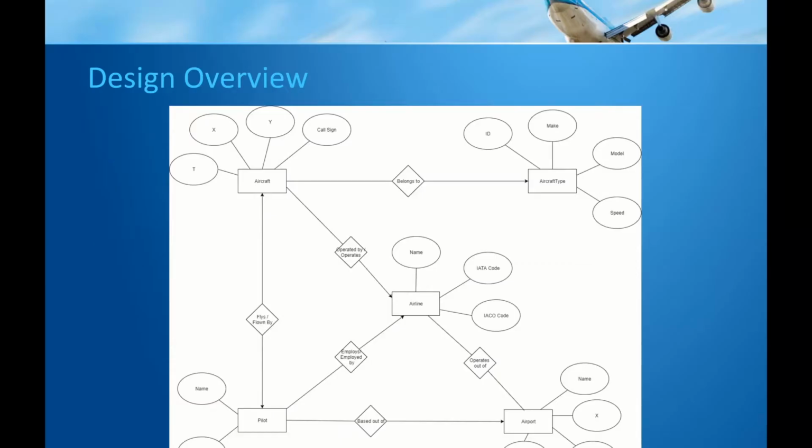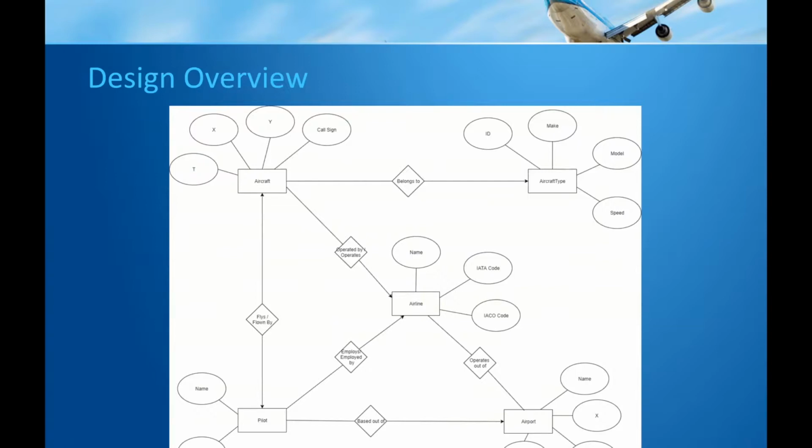This is our design overview. It's a standard UML diagram. We've got our entities: aircraft, aircraft type, airport, pilot, and airline. You can see they have all their individual properties. An aircraft has a many-to-one relationship with the aircraft type, because many aircraft can be of the same make and model.